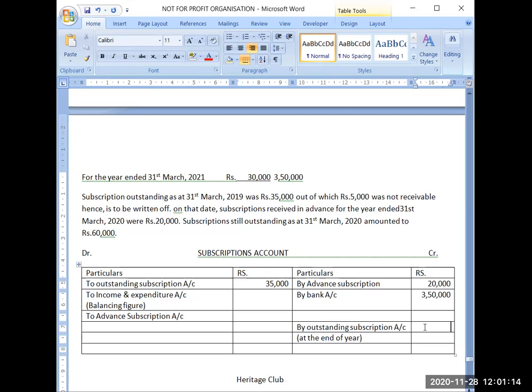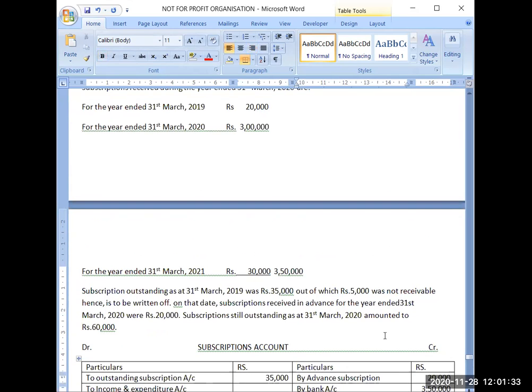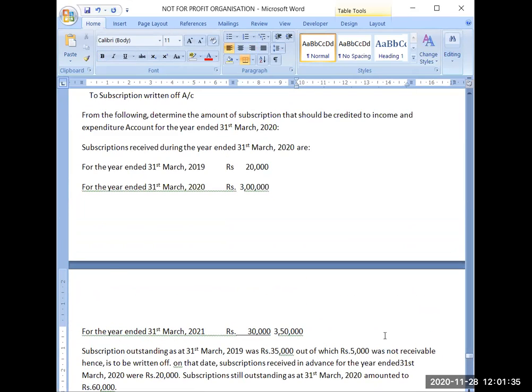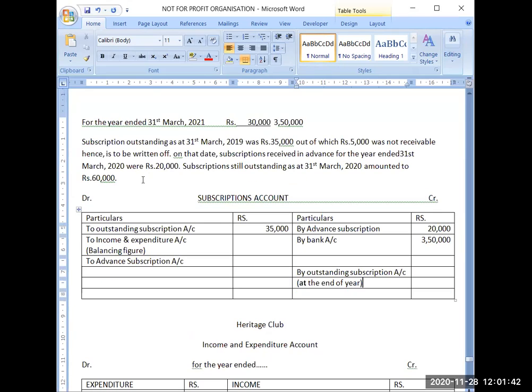Then what is the amount of subscription outstanding as at the end of the year? It is not the word for. Be careful here. This word is as at the end of the current year. I am not asking for the current year. The amount of subscription outstanding at the end of the current year is 60,000. So simply you have to write here 60,000.